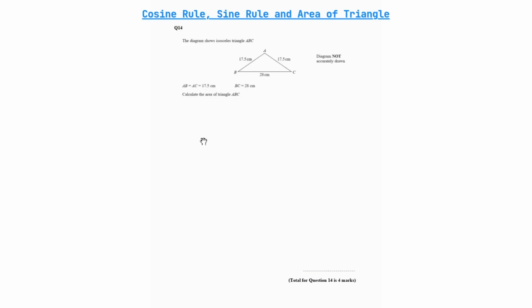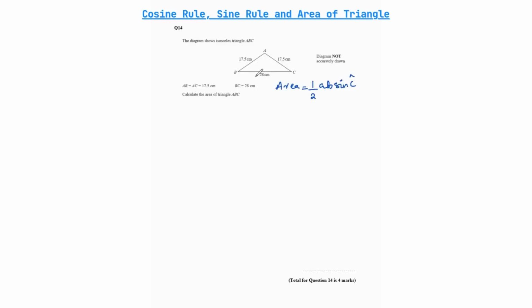Then it says the diagram shows isosceles triangle ABC, where AB equals AC, which is 17.5, and BC is 28 centimeters. Calculate the area of the triangle ABC. So whenever we have a non-right angle triangle, where they haven't given us the height, but they've given us the base and the other lengths, and they want us to find the area, what we need is two lengths and the angle between them. Why? Because we can only find the area using the rule, which is 1 over 2 a b times sine of angle C. So this rule is applicable when you have two lengths and the angle between them.